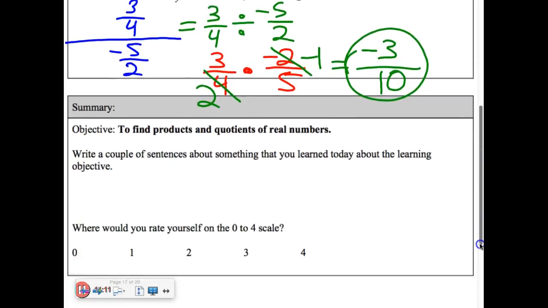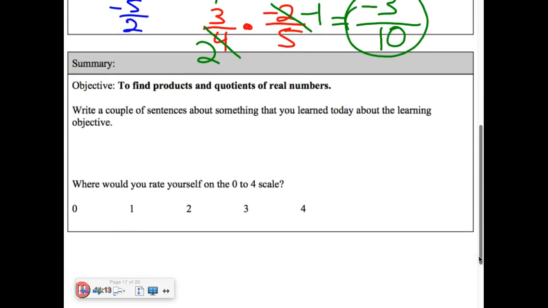All right. Like always, I want you to summarize. What did you do well at? What are you going to need help on? I want you to scale yourself 0 through 4. 0 meaning you need a lot of work, and 4 meaning you're doing great. All right, thank you very much.